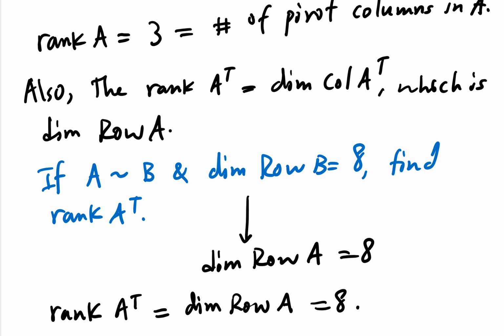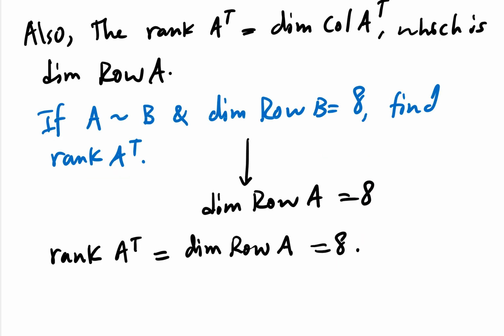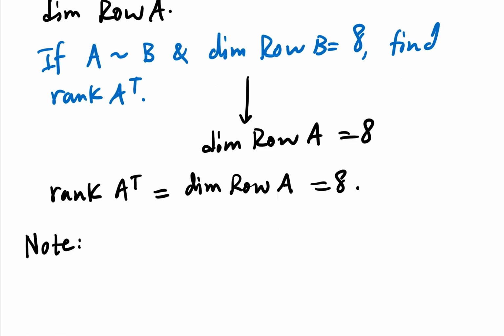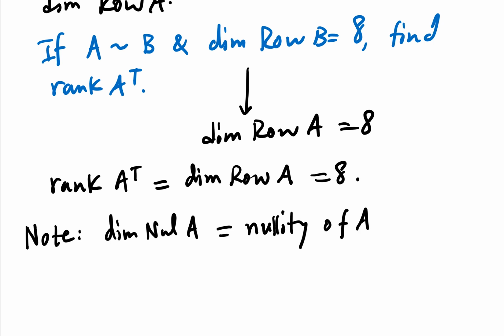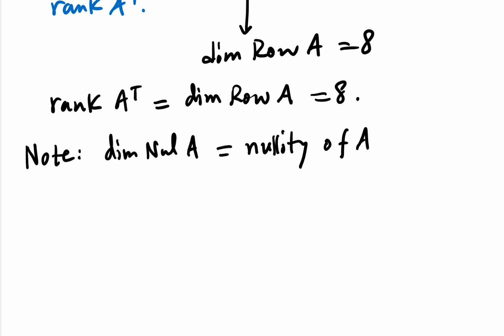So note, we can name the dimension of the null space of A the nullity of A. Just in case you see this, that's what it means. Some people call it nullity of A. So then from here we introduce the rank theorem.